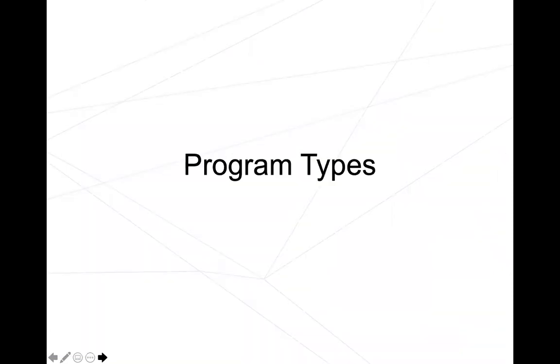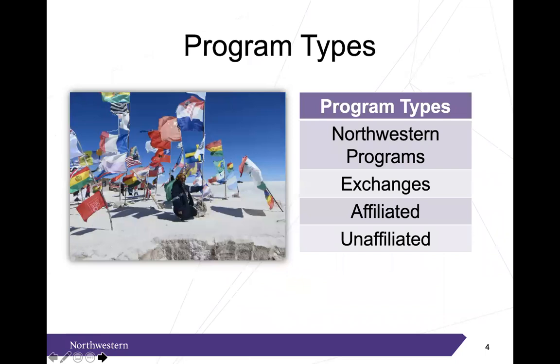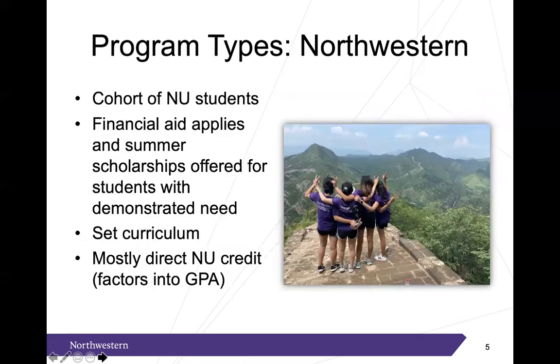Moving on to program types. We currently offer 4 program types for undergraduate students. They are the following: Northwestern programs, exchanges, affiliated, and unaffiliated. Let's begin with Northwestern programs.